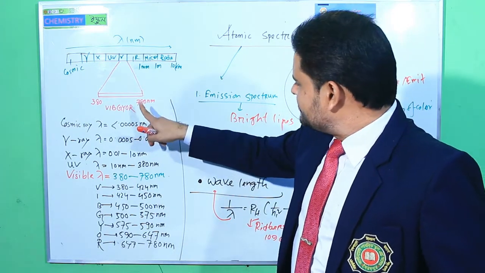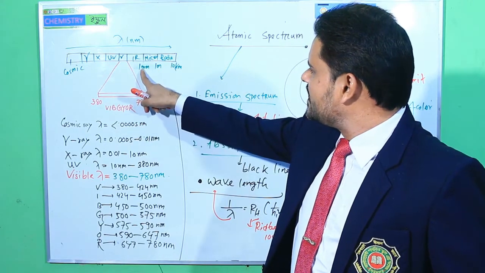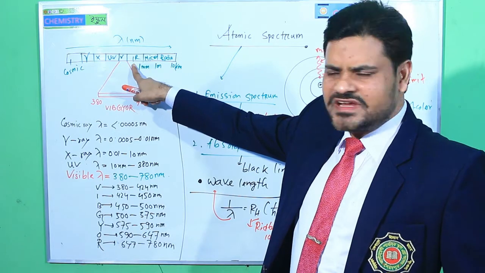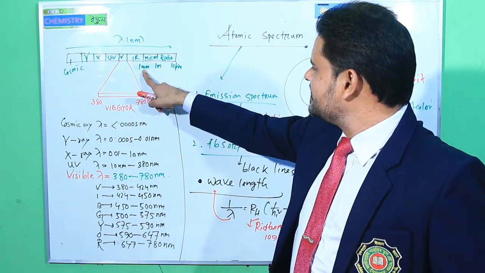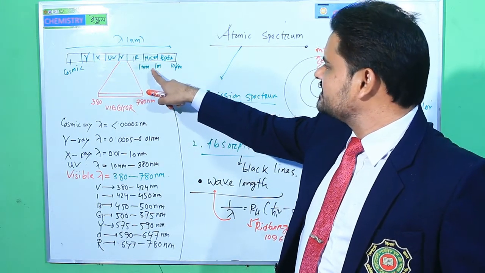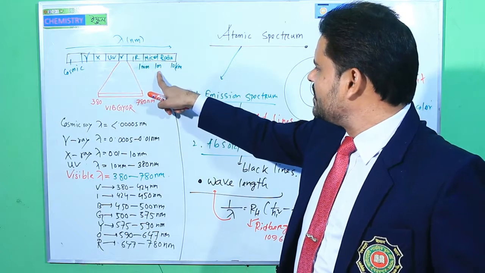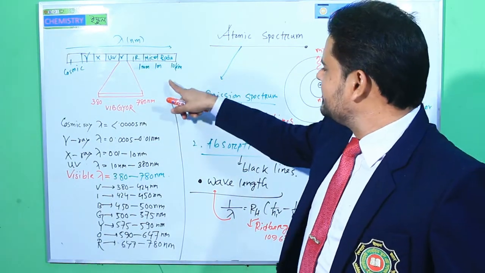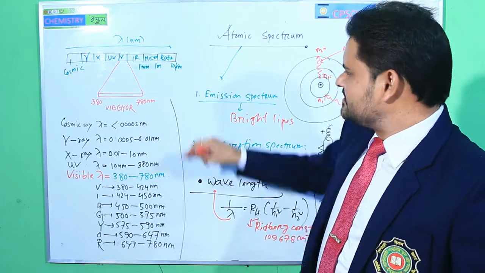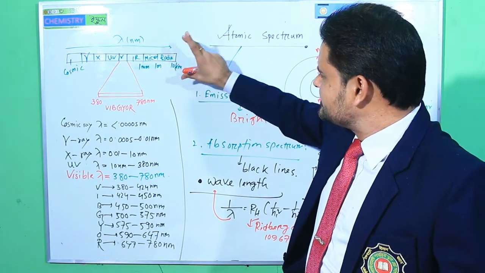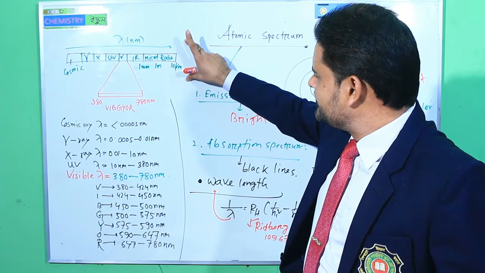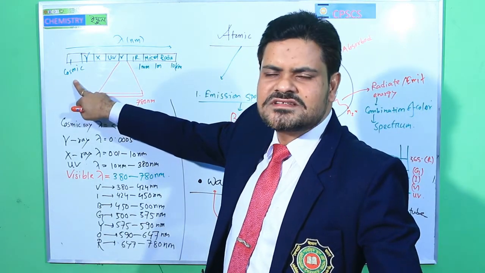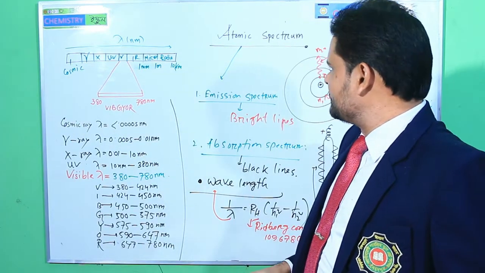From 780 nanometer to 1 millimeter, it will be the range of IR rays. And 1 millimeter to 1 meter is the microwave. From 1 meter to 10 kilometer, when we get that wavelength, it will be the radio wave. So the largest wave, largest spectrum is the radio wave, and the lowest is the cosmic ray. This is important information for you.